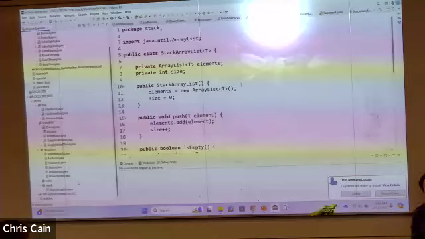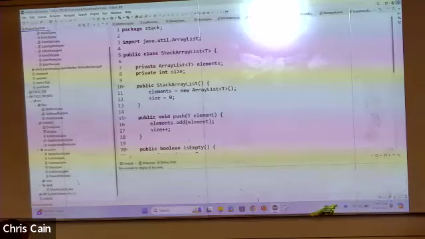The study guide is posted. It goes through some conceptual stack-based questions. I'm not going to have you implement any code for a stack, but you will need to know what they are, what they're used for, and some other stuff that we'll cover today.